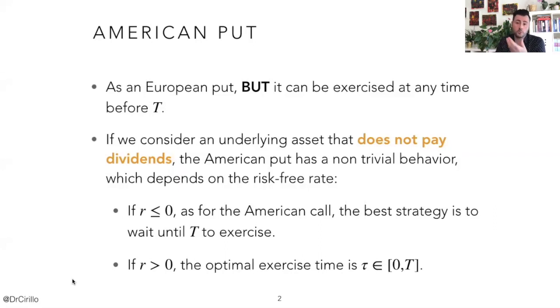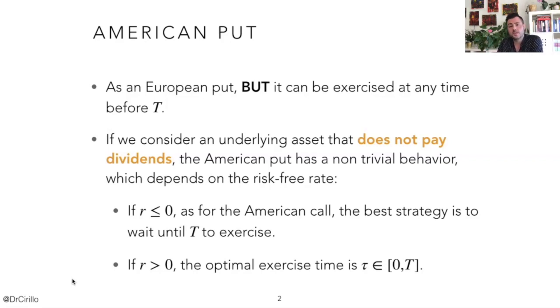In the call case, when we were considering an American call on an asset that did not pay dividends, we have shown, using the Jensen inequality and the property of martingales, that the best strategy is to wait until capital T. So an American call in that situation behaves like a European call. This is not true when we have dividends, because then it may be the case that there is a strategy that is optimal in the sense that we exercise our call even before capital T. But here we are back to the situation in which there is no dividend for our underlying asset.